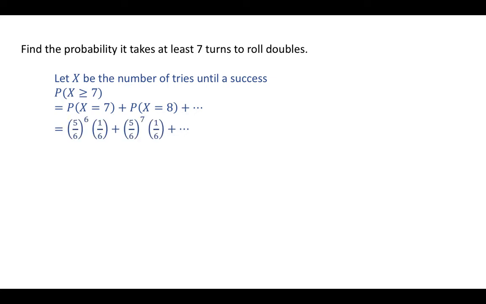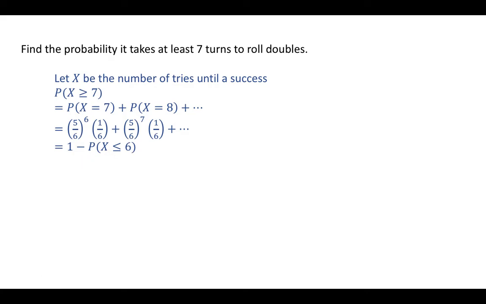This is what it would look like if we tried that. This would be 6 failures, times we got a success on the 7th try. This would be 7 failures, and then the 8th one was a success, and so on. What we're going to do instead is the complement. So we want the probability of getting doubles on the first or second or third or fourth or fifth or sixth try, and then just do the complement of that.